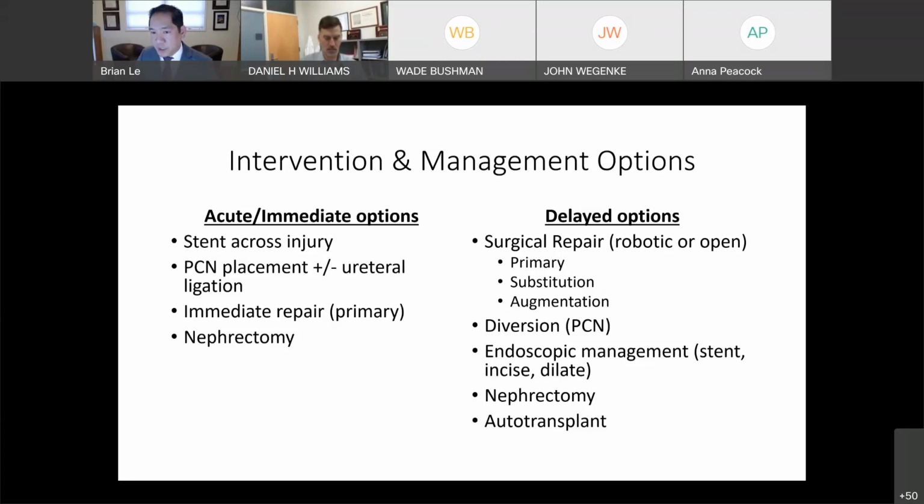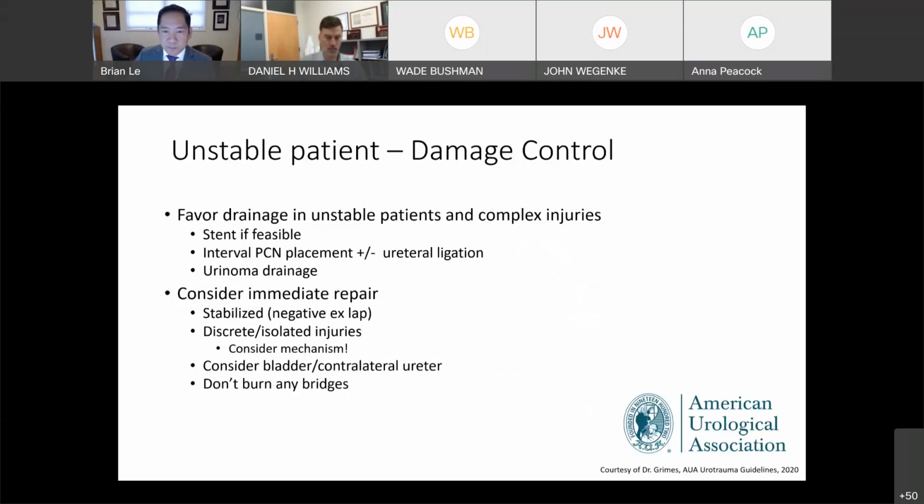Now, your delayed options are essentially all the options, right? So now you've let it mature, a stricture has developed, so you can consider a surgical repair. These are the situations where more people will be doing robotic or open. So you can do primary repair, you can do substitution, you can do augmentation, you can do diversion, endoscopic management, nephrectomy, auto transplant, basically all the options.